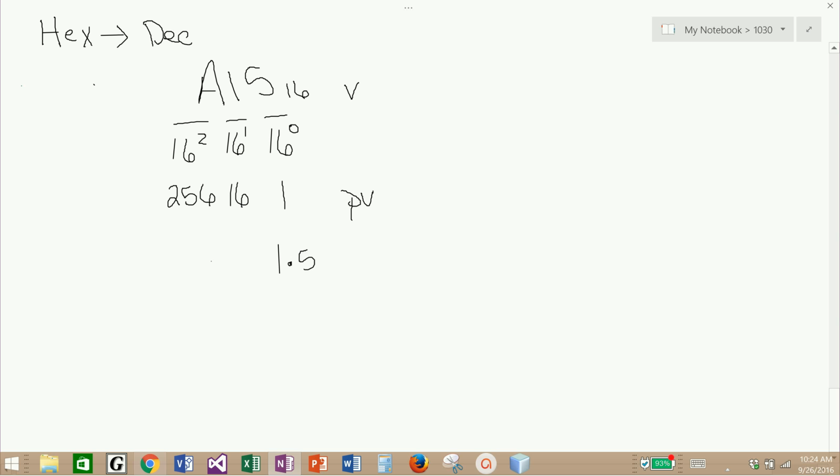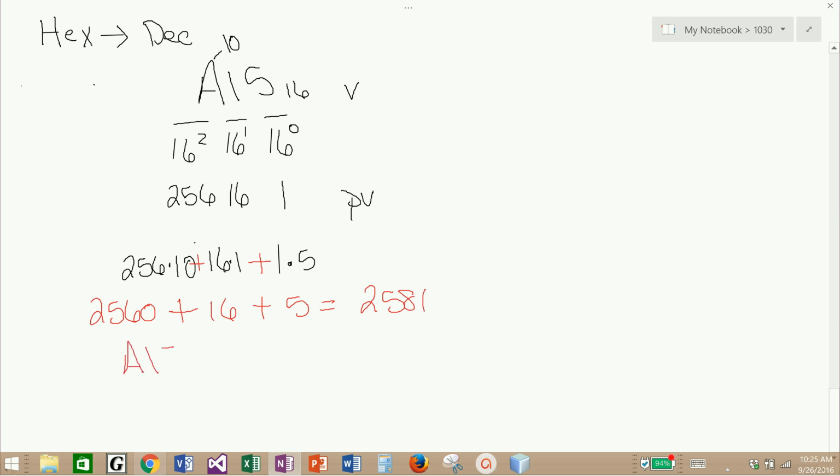This is going to be 16 times 1, and this is going to be 256 times, well, the letter A in my decimal brain is actually a decimal 10. So I'll multiply it by a decimal 10, and then I'll add each one of those products together. This will give me 2560 plus 16 plus 5, which if I did my math right, should be 2581. So a hexadecimal A15 is equivalent to a decimal 2581.